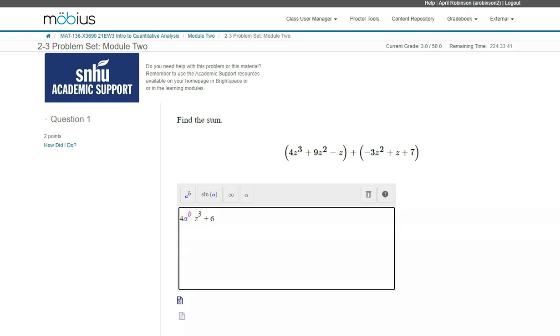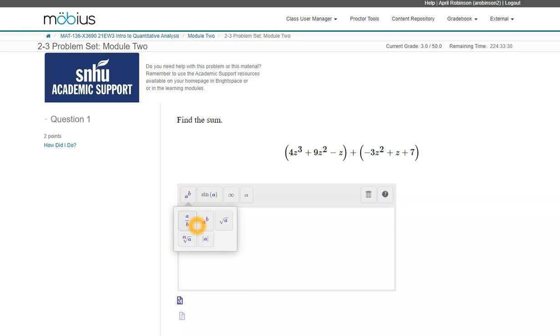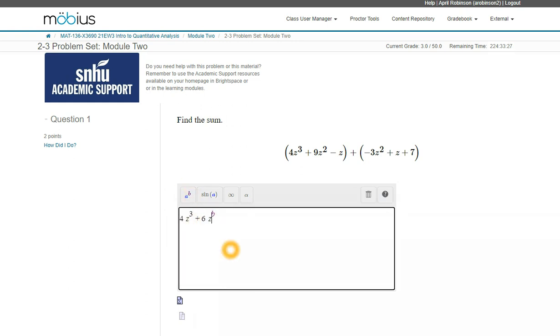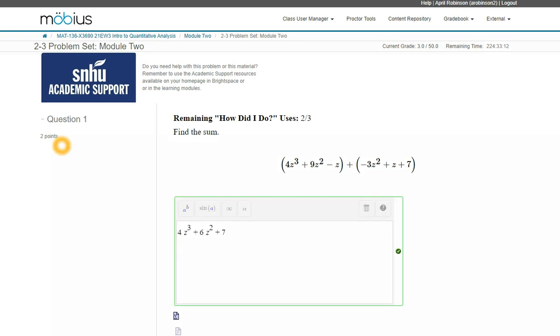Oopsie. Somehow my cursor moved on me. There we go. There you go. A to the b, z, delete, squared, scroll over, and then it was 0z, so I don't need that, and then just type in the plus 7 and hit the how to do button. And how did I do? Do I get green? Yay, I got green. That's how you do it.